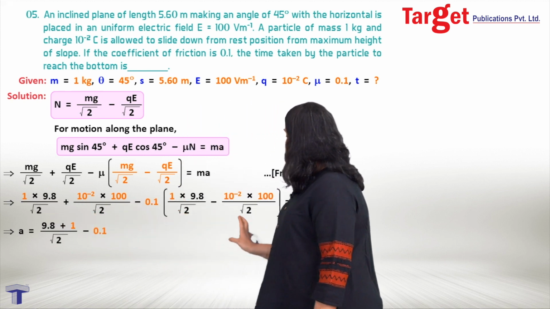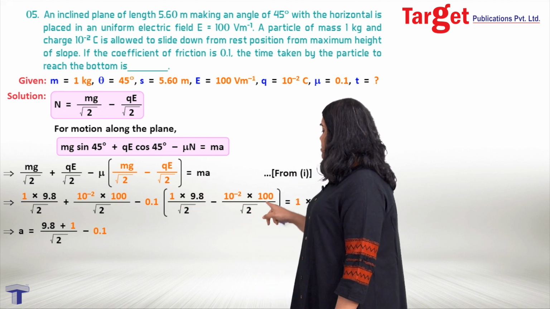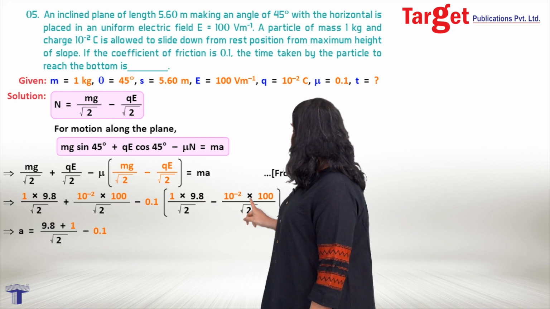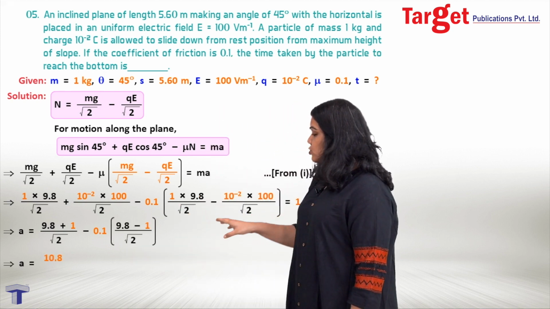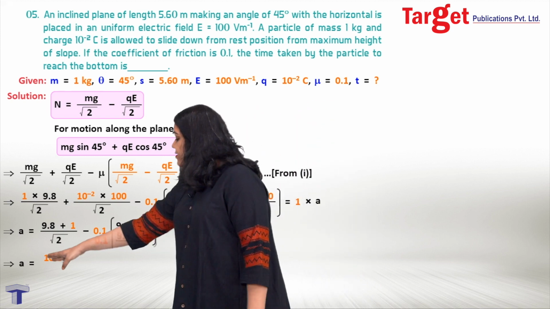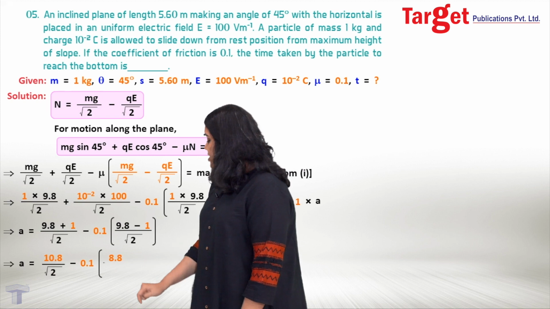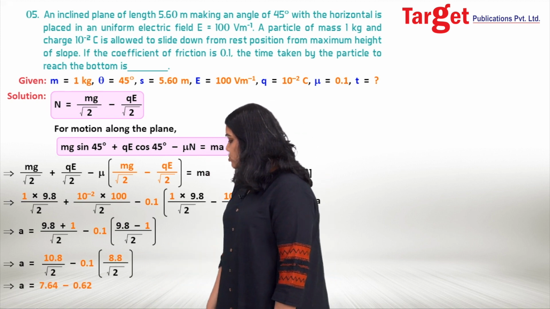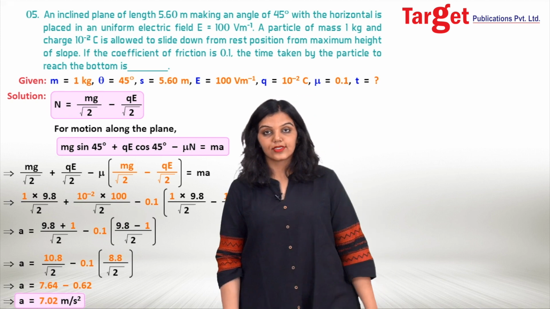Minus 0.1, and we will solve the bracket. This is 9.8 into 1, which is 9.8. 10 raised to minus 2 into 100 is again 1. So I get 9.8 minus 1, the whole by root 2, and this will be equal to ma. From this, I can write a is equal to 10.8 divided by root 2 minus 0.1, and this is 8.8 divided by root 2. This gives me the value of a, which is 7.02 meter per second square.